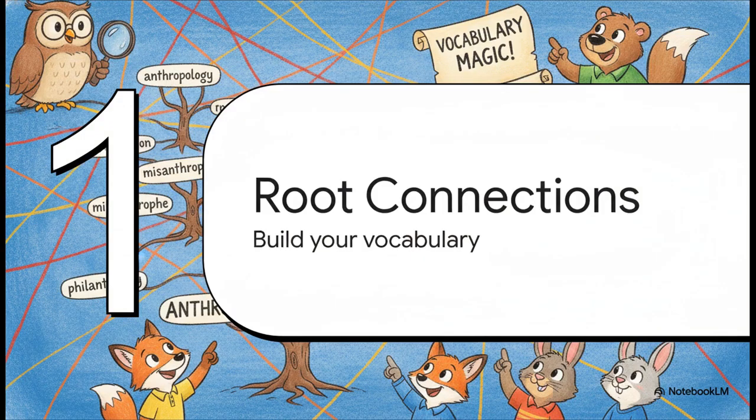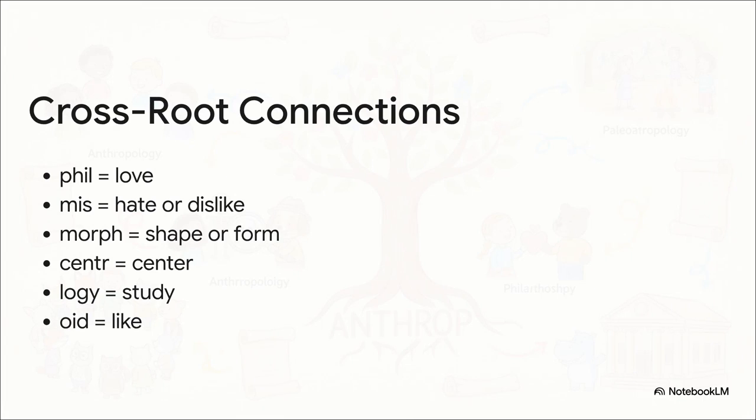All right, let's jump into our next training phase, unlocking root connections. This is where we start building a serious spider web of vocabulary. Think of anthrop as the spider sitting in the very center of a giant word web. When you link it with a prefix like phil, which means love, you get philanthropy. Connect it with morph, meaning shape or form, and you get anthropomorphic. By picking up on these tiny combining pieces, like cent for center, logi for study, or oid for like, you're not just learning a single word, you're multiplying your vocabulary exponentially. As we like to say, one root, many doors.